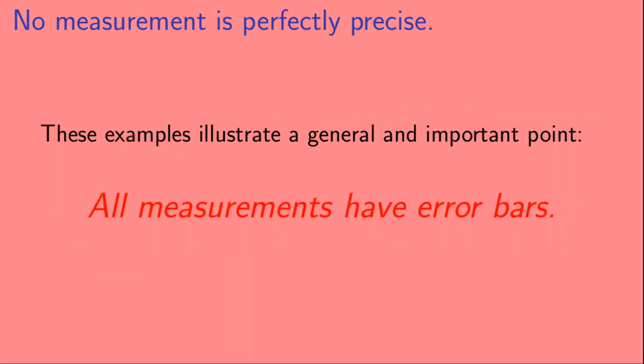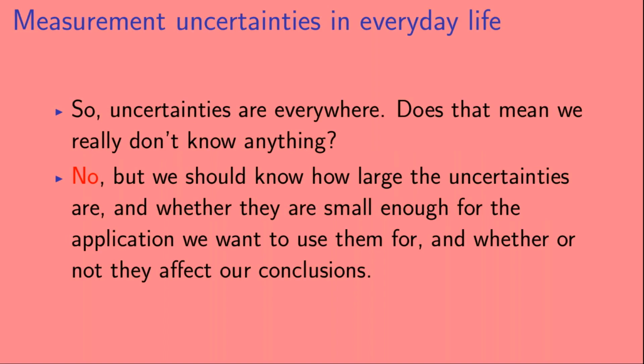So these examples illustrate a general and important point. All measurements have error bars. So uncertainties are everywhere. Does this mean that we really don't know anything? No, but we should know how large the uncertainties are and whether they are small enough for the application we want to use them for, and whether or not they affect our conclusions.